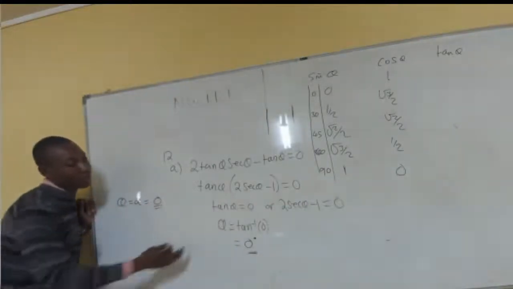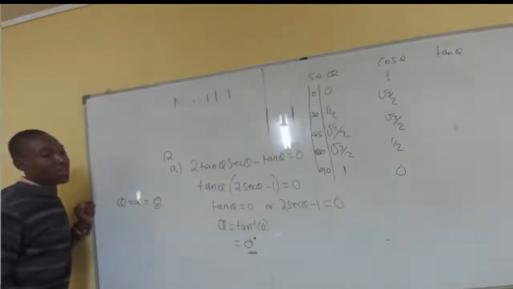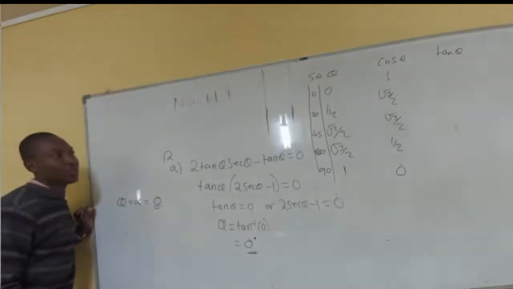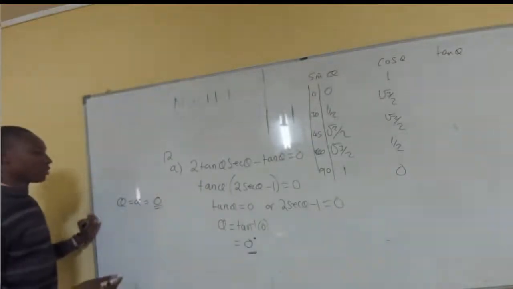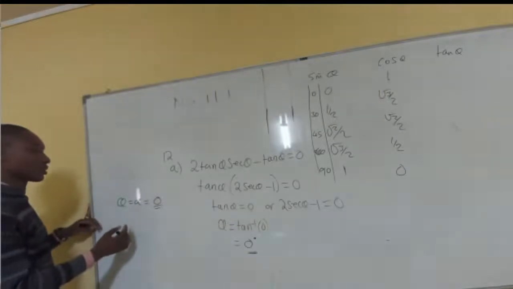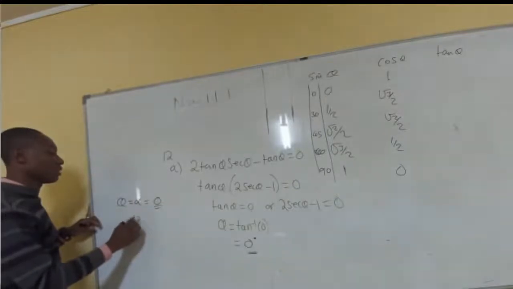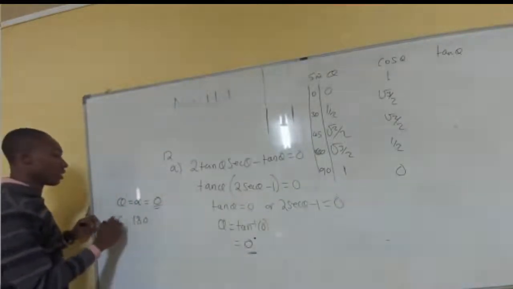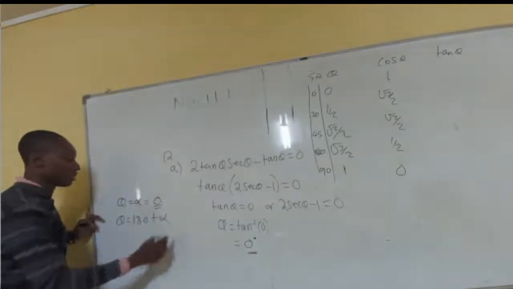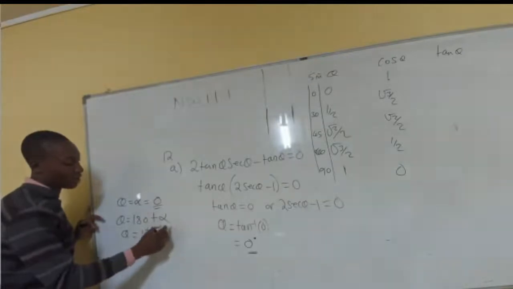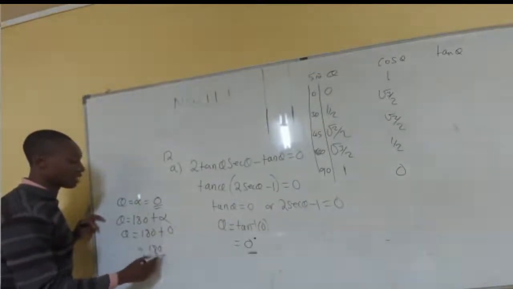Where else is tan positive? Tan is positive in the third quadrant, where theta is found as 180 plus alpha. So theta is given as 180 plus 0 degrees, which is actually 180 degrees.